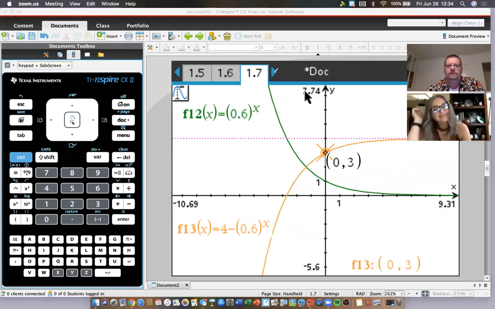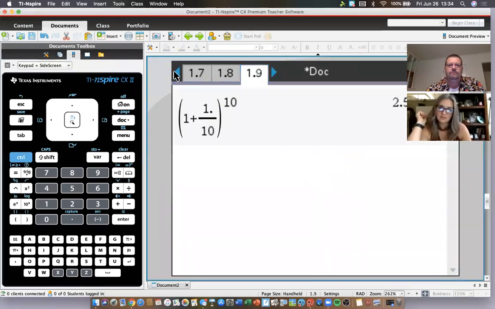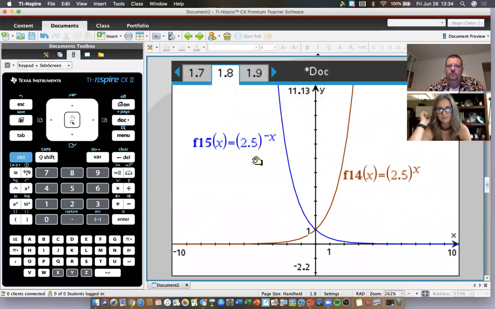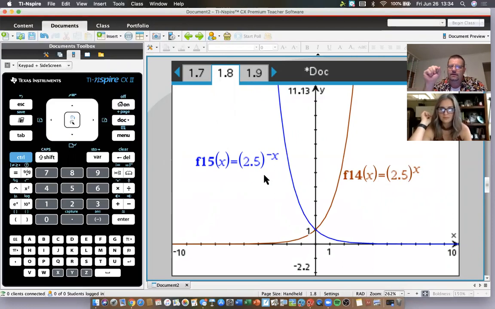So the next page has the graphs already. Here's the graph. This brown graph is 2.5 to the x, and if I were to graph 2.5 to the negative x, it does reflect over the y-axis. So when you take the negative of the x value of a function, it is a horizontal reflection. So, groovy?